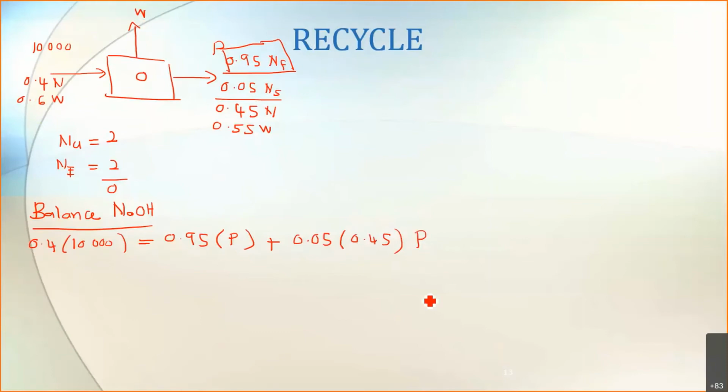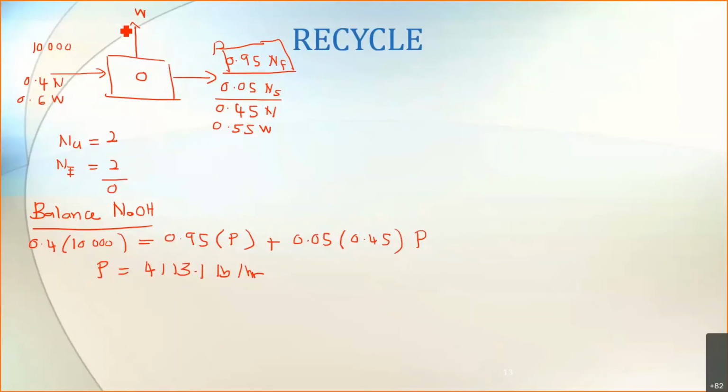Okay. So if you look at here, by using the balance of NaOH, I can actually solve for the value of P. So straight away, I can get the value of P. P is equal to 4113.1 pound per hour. So this is the value of P. So just by doing a balance on NaOH, I can actually solve for the value of P.